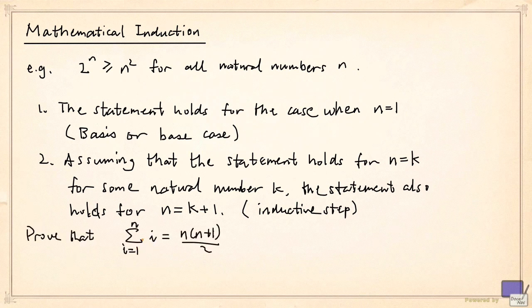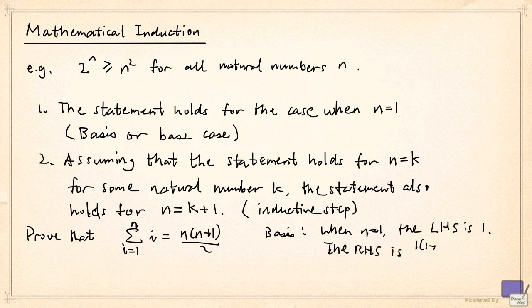So let's use this technique to prove the following. We're going to prove that the sum of the first n natural numbers is given by n times n plus 1 divided by 2. So let's look at the base case. When n is equal to 1, the left-hand side is just 1, and the right-hand side is 1 times 1 plus 1 divided by 2, and that's also 1. So the left-hand side is the same as the right-hand side, so the statement holds for n equals 1.